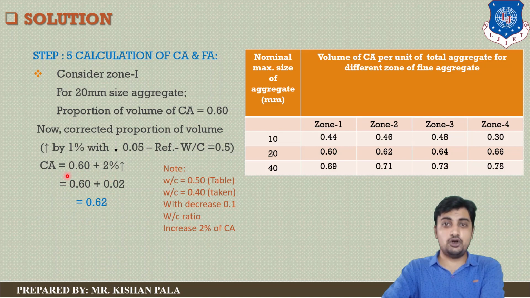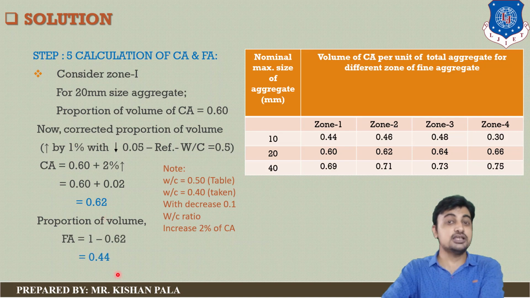It means 0.6 plus 2%. It means 0.6 plus 0.02. Now our final value will be 0.62. It means you have to take 62% of coarse aggregate. So fine aggregate will be 1 minus 0.62. It means you have to take the value of the fine aggregate as 38% of the total volume.